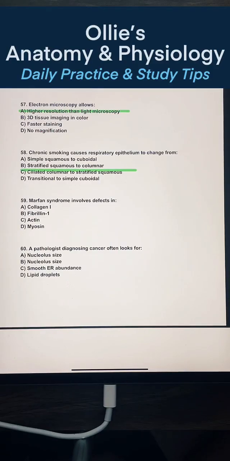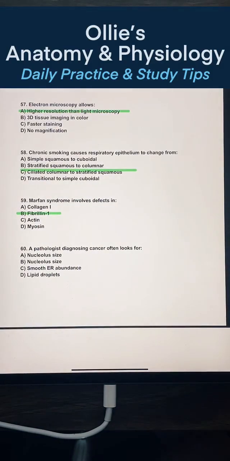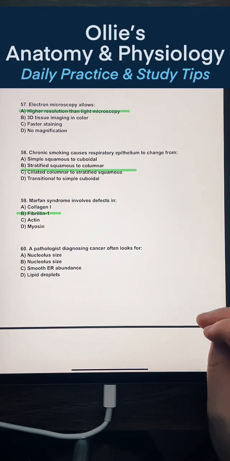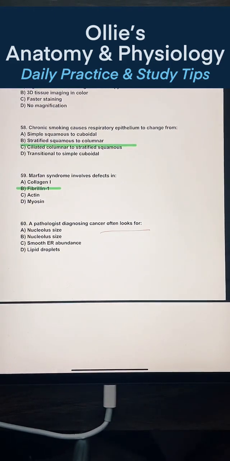But number 59, Marfan syndrome involves defects in answer choice B, fibrillin 1. Marfan is a defect in fibrillin 1, which is your elastic fiber microfibrils, which is a little bit of your connective tissue weakness. Number 60, a pathologist diagnosing cancer often looks for what? What are they looking for? A, B, C, or D?